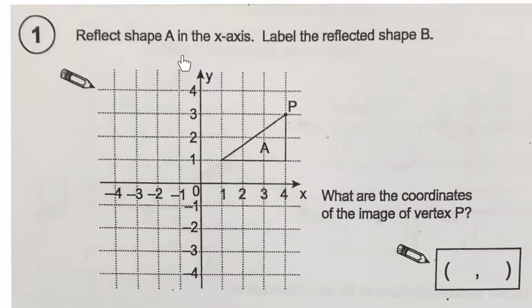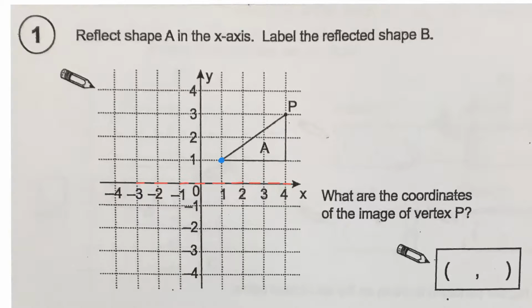Here we're being asked to reflect a right angle triangle in the x-axis. So the x-axis here is effectively your mirror line. And so how do we do this? I always tell my students, you do not need a mirror, an actual mirror, to reflect the shape. All you need to do is pick a point on the shape, a corner, a vertex, there.